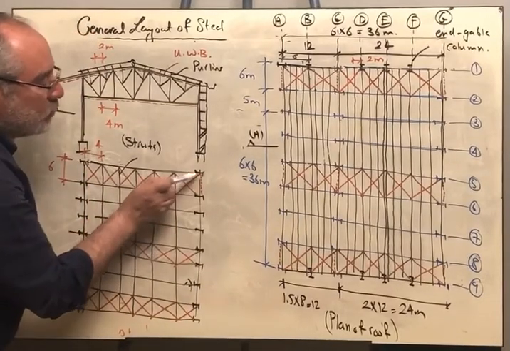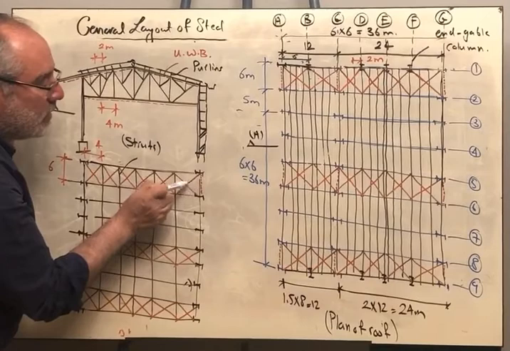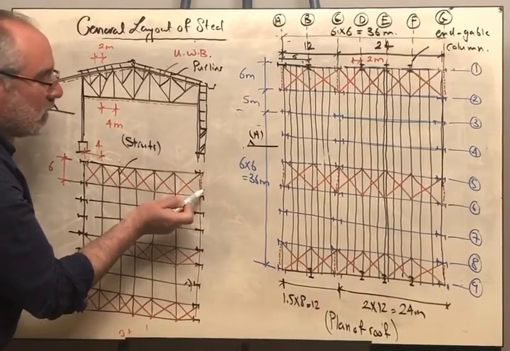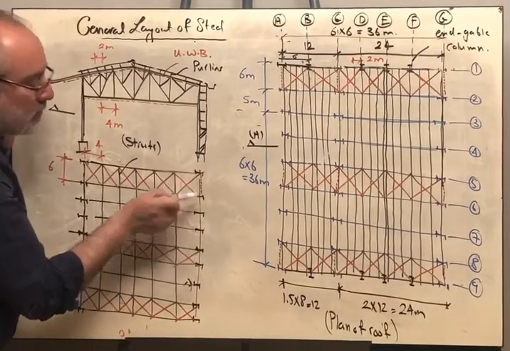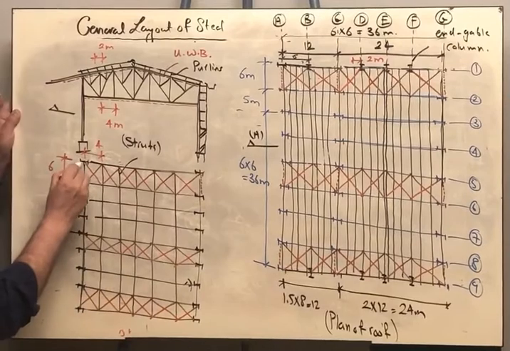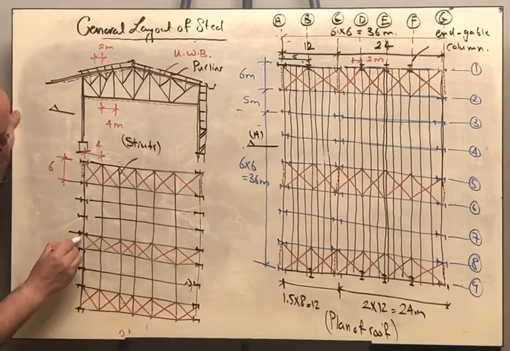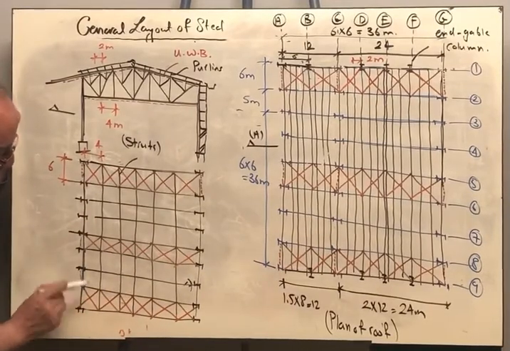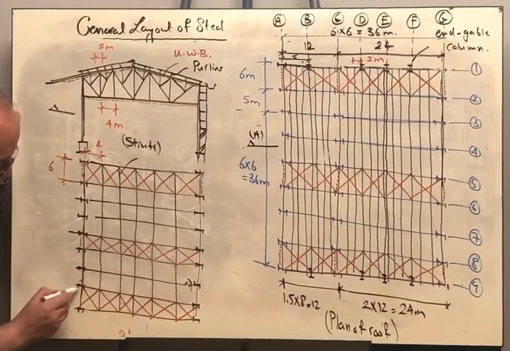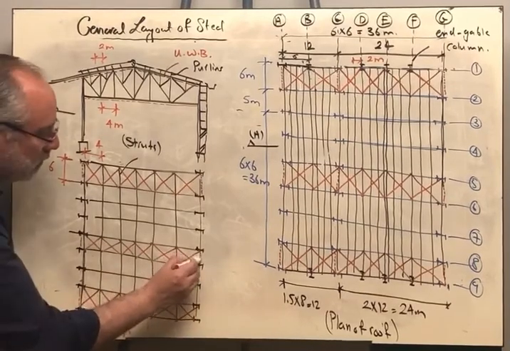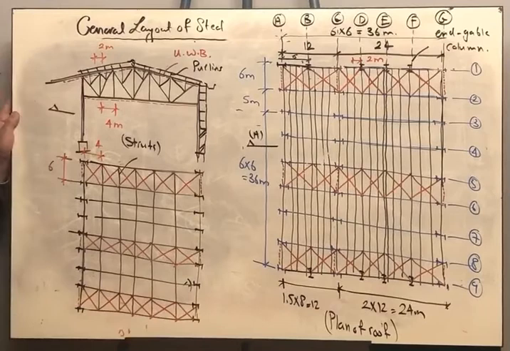It doesn't matter whether you draw this dotted line to the right of the central line or to the left. It doesn't matter because it's just an indication. Okay? So it is just an indication of the existence of the vertical bracing.